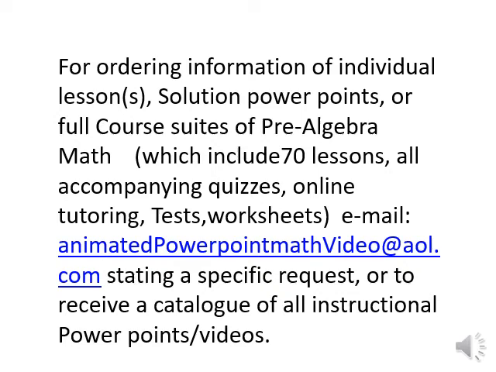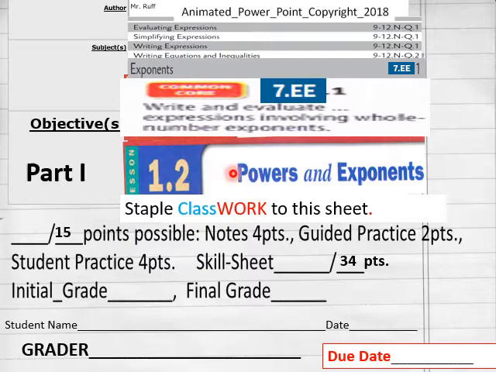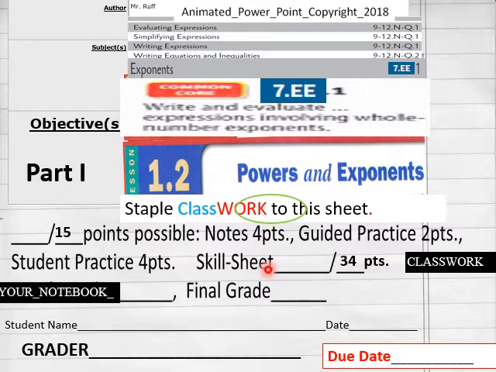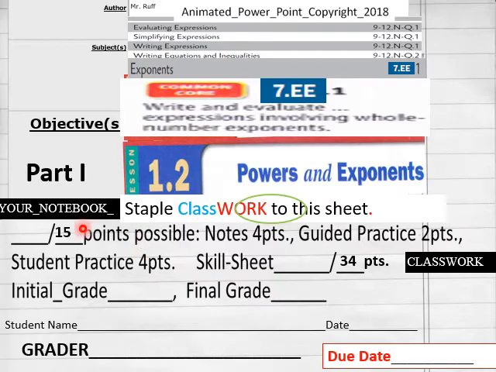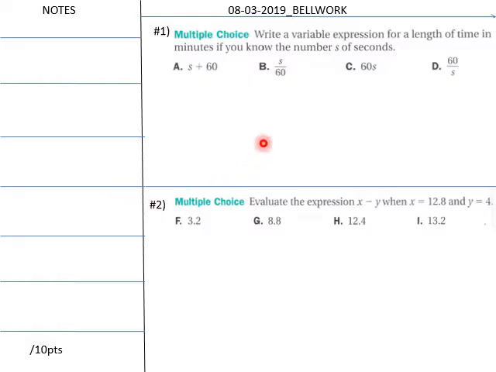To do lesson 1.2 of pre-algebra math, part 1. And it is powers and exponents, part 1. Here is our standard here. And we have a 34-point classwork sheet, and then a 15-point notebook guide available.